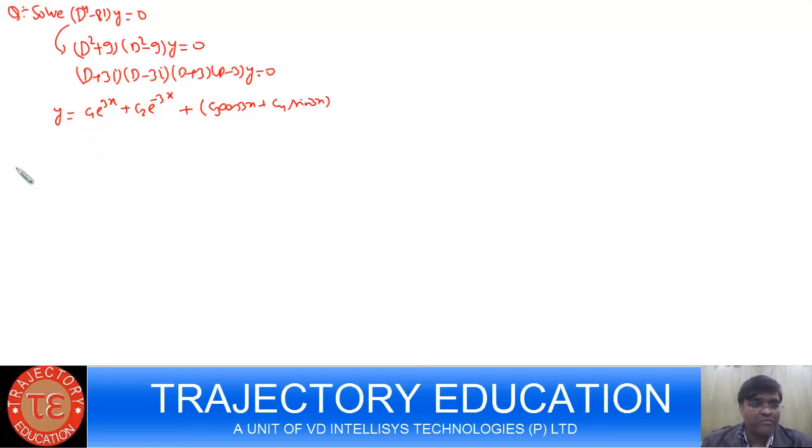Let's take the next question. So look at this question: D^3 minus 4D^2 plus 5D minus 2, times y, equal to 0. We have to factorize it. See, when you want to factorize it, see the last term, this is minus 2. So try, you know the factor theorem.